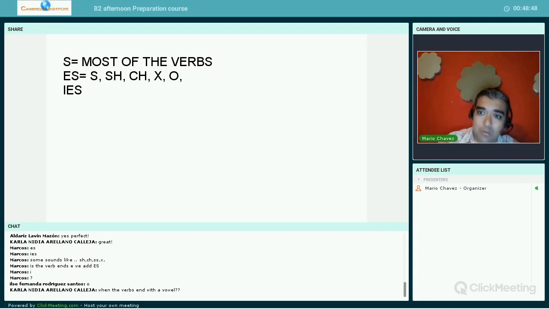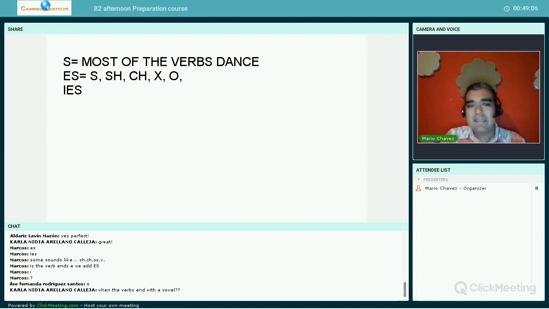What I mean, not all vowels. I'm thinking about a verb ending in a vowel. The same case Marcos was saying, not the verb dance. The verb dance ends in a vowel. Dance. The vowel is the e. But since dance already ends in e, we only add the s.